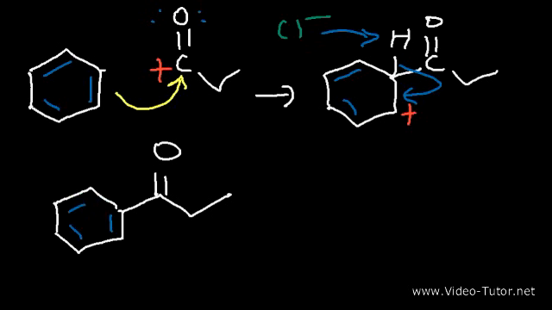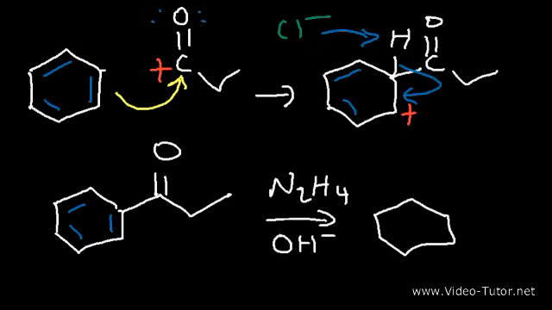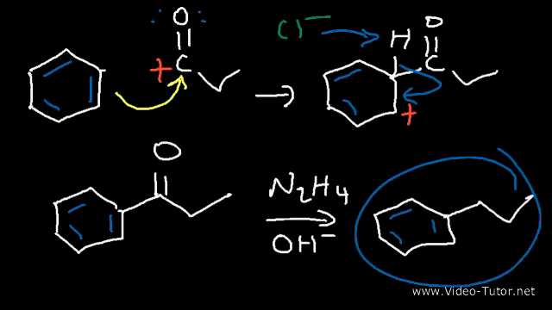At this point, if you want to make propylbenzene, you can now reduce it with the zinc, mercury, and HCl, or we could use hydrazine and hydroxide by means of the Wolff-Kishner reduction. And so now you know how to make propylbenzene. So you can't use the Friedel-Crafts alkylation reaction to make that compound. You have to use the Friedel-Crafts acylation reaction to do it.